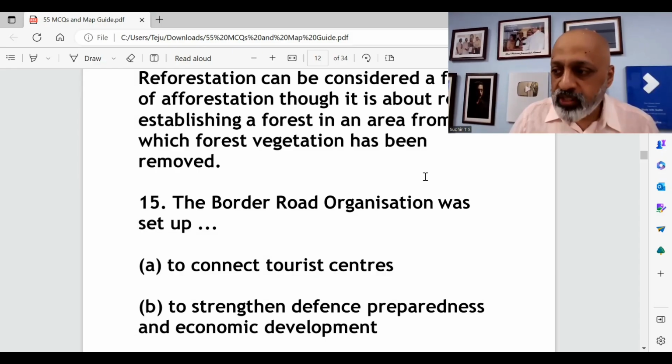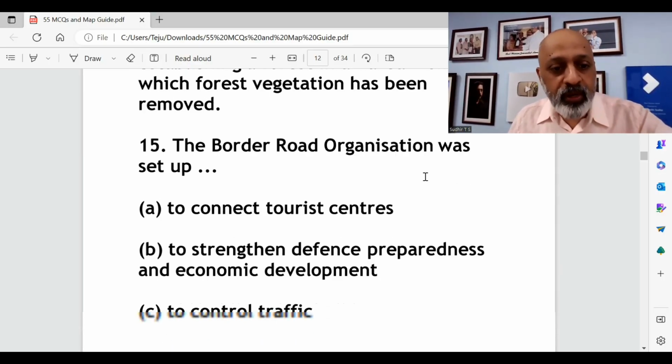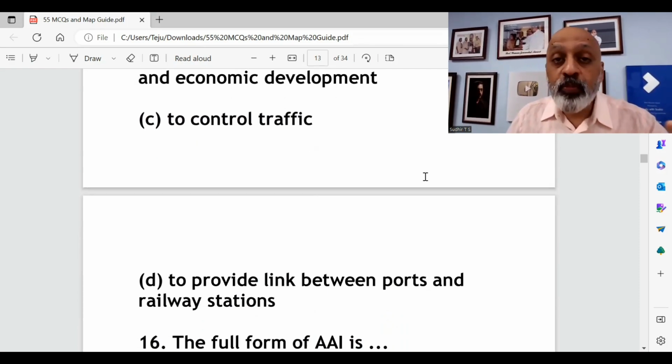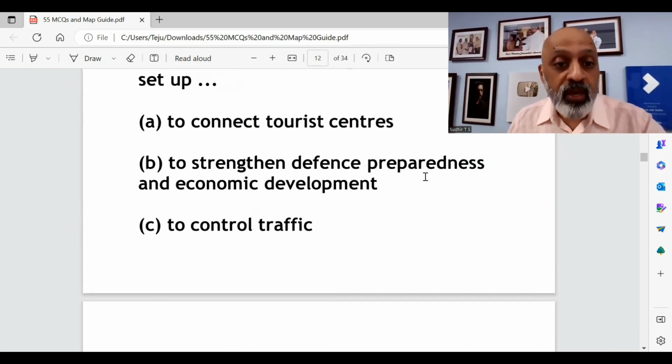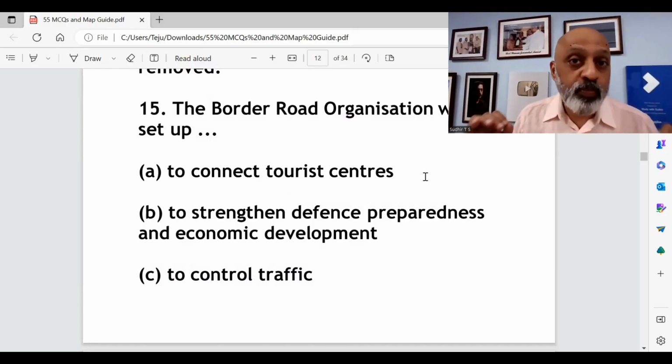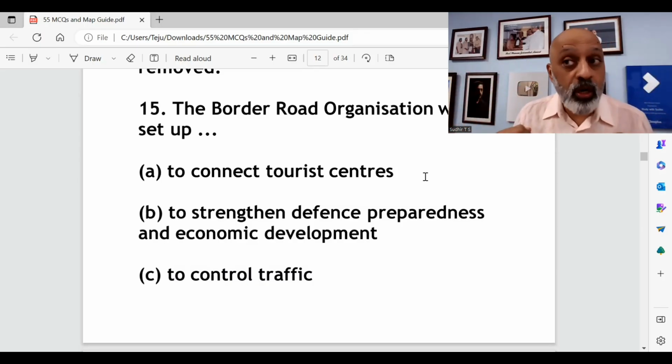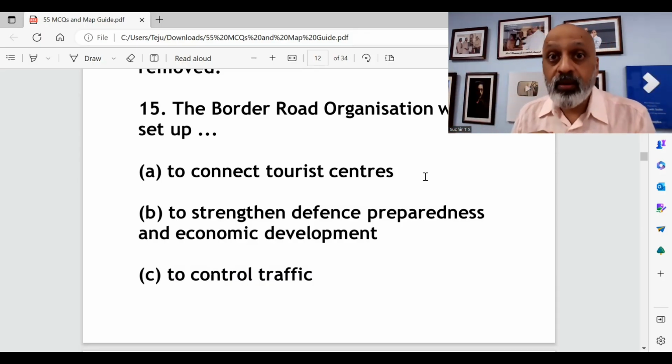The Border Road Organization was set up. Why was the BRO set up? To connect tourist centers, to strengthen defense preparedness and economic development, to control traffic, or was it to provide link between the ports and the railway stations? The correct answer is B, to strengthen defense preparedness, border road organization, because you also want to kind of keep vigil over your border areas, है ना?